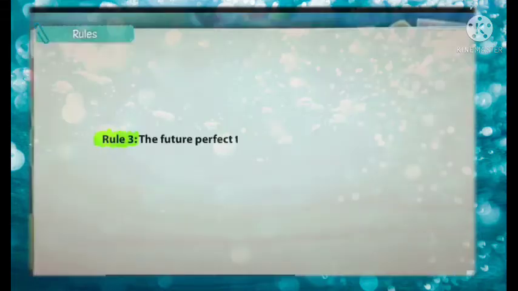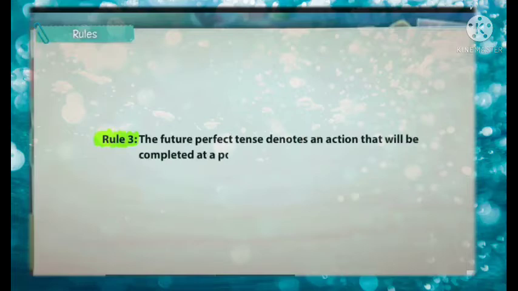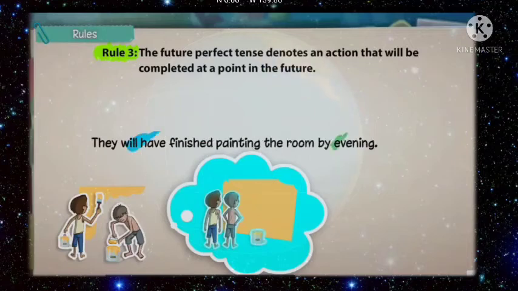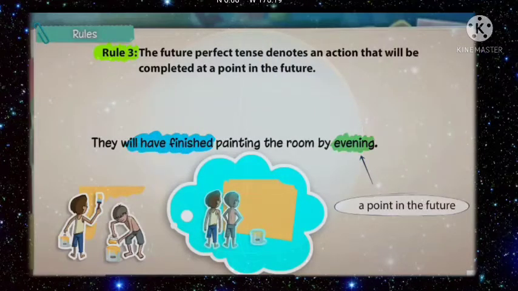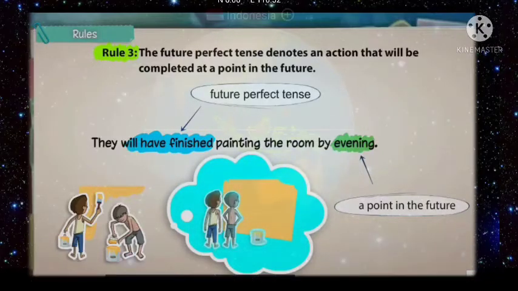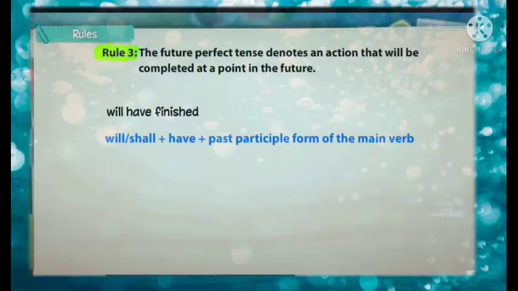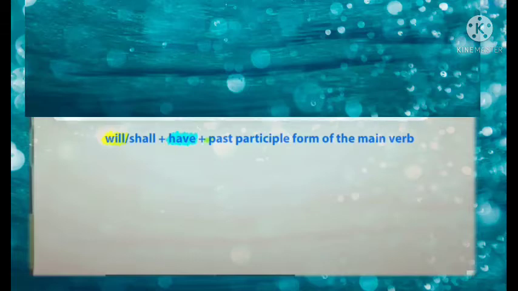The future perfect tense denotes an action that will be completed at a point in the future. It is usually used with a time expression such as by tomorrow, before 4 p.m., and so on. For instance, here the action of painting will be completed by evening, which is a point of time in the future. So, we use the future perfect tense, will have finished. Notice that the structure of the verb in the future perfect tense consists of will or shall with have and the past participle form of the main verb.